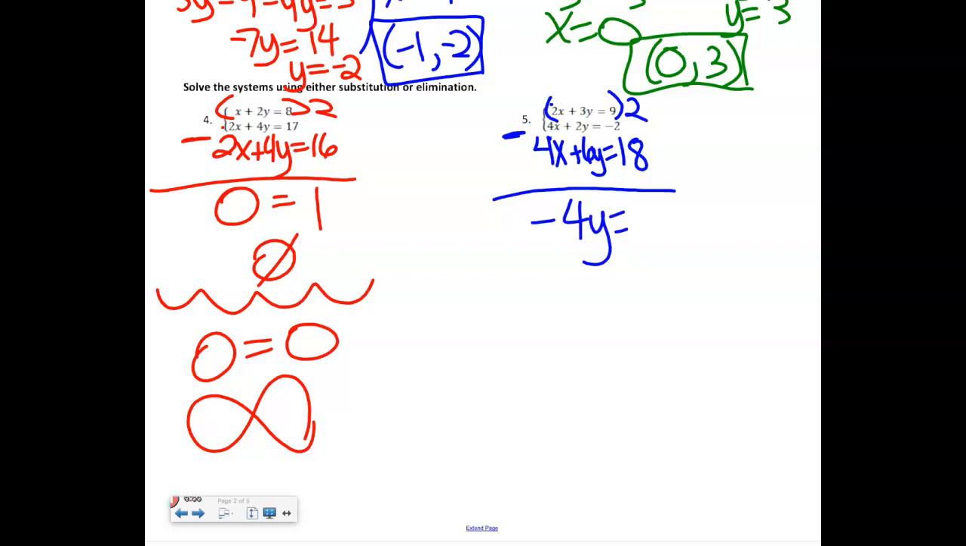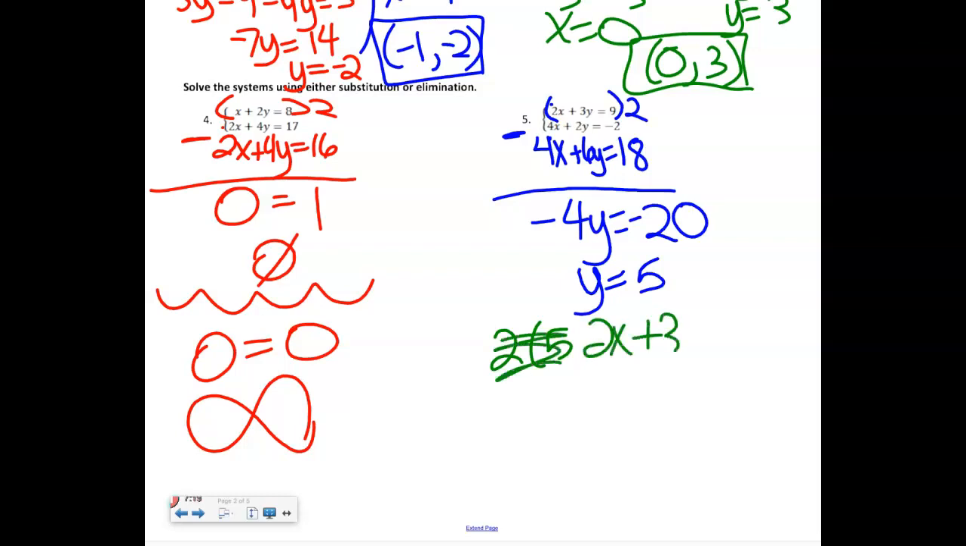And watch out again, I have negative 2 minus 18, so I have negative 20. Okay, we're going to divide, and y is going to equal 5. Doesn't matter what equation I plug it into. I'm going to plug it in the top one. So I'm going to take 2 times 5. No, I'm not. We're finding x. I'm going to take 2x plus 3 times 5 equals 9.